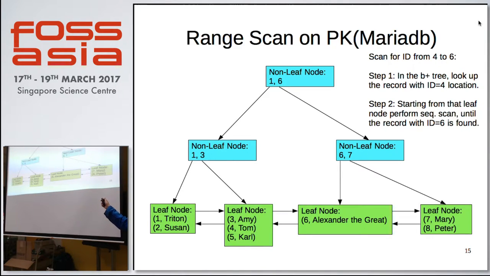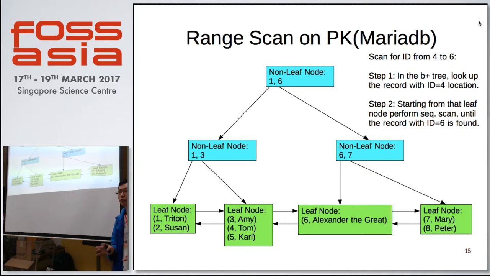For example, if I want to perform a range scan on the primary key in MariaDB, for example, from ID 4 to 6, how can we achieve it? How does MariaDB handle it? It will travel from the root node and then try to find the number 4 record in this leaf node. And then MariaDB just needs to perform a sequential scan on the hard disk through 4, 5 until it reaches the last record, number 6, and then it's finished.